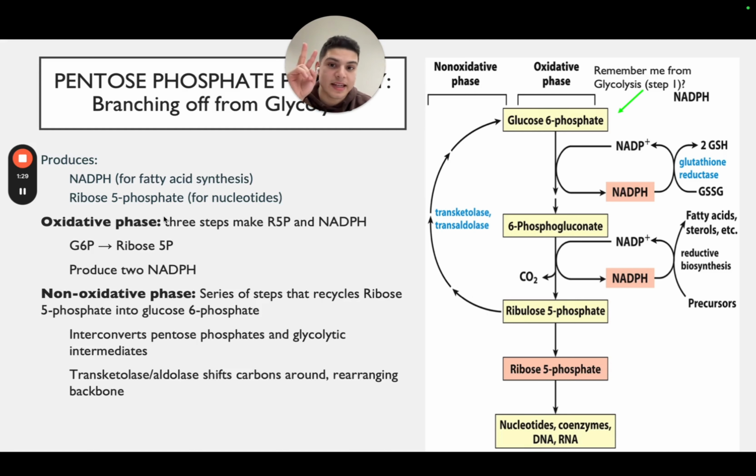The non-oxidative phase is the second part of this, where we have a series of steps that recycles ribose 5-phosphate into glucose 6-phosphate. It basically interconverts the pentose phosphates and glycolytic intermediates. So we use transketolases and transaldolases, enzymes that just change the structure of this ribulose 5-phosphate. So it goes from ribulose to, I don't know, something else, xylose. I'm just making this up, but it just converts the structure. It doesn't add any phosphates or anything like that. It doesn't oxidize. It just rearranges it and converts it back to glucose 6-phosphate.